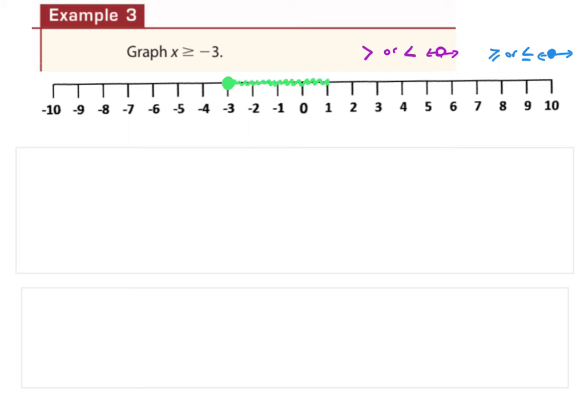The reason I'm using the terms bigger and smaller and not greater than and less than is because sometimes they will write it like this: -3 is less than or equal to x. And very often I will have people graph that incorrectly because they see the less than or equal to sign. You are always asking about the variable. Even if they write it this way, x is still bigger than -3, and it would be graphed the same way. So even if they flip which side the variable's on, make sure you always graph the variable, all right?